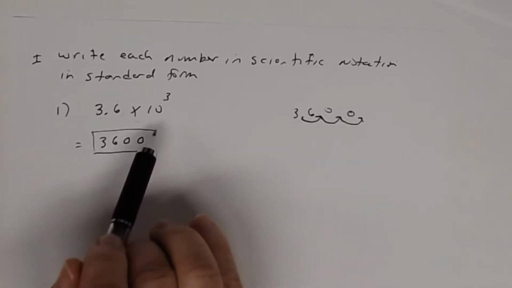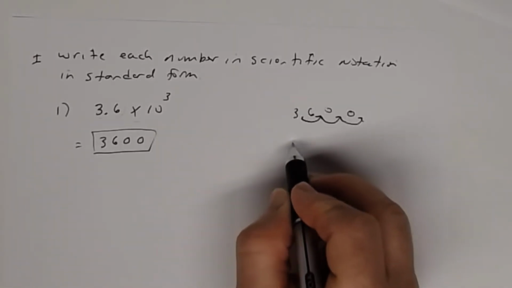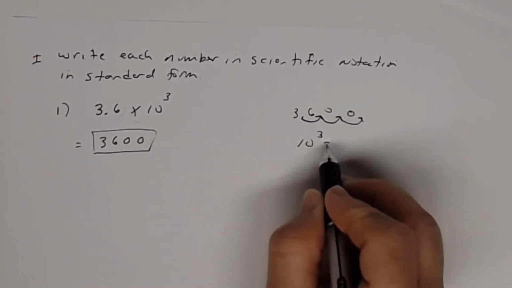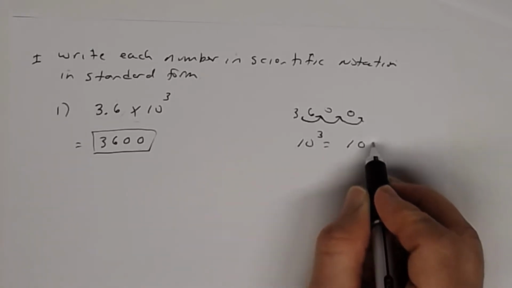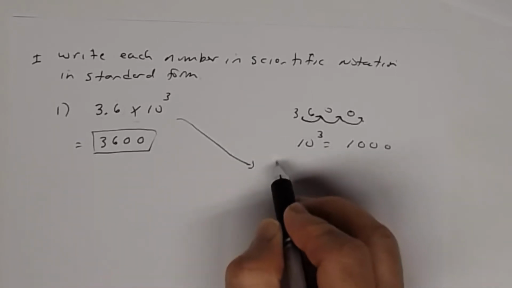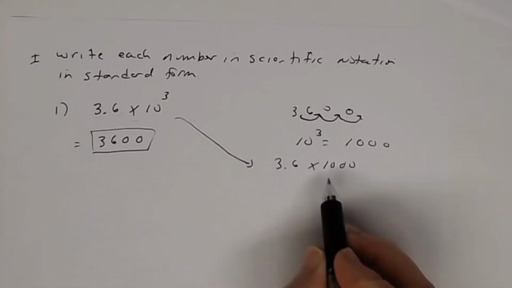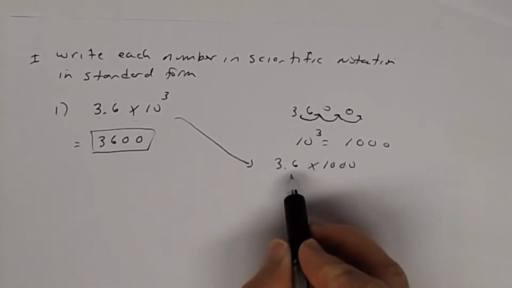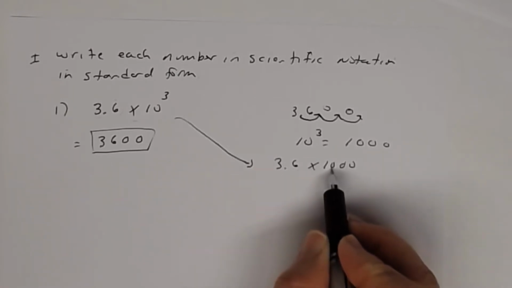All right, so the other way I want you to think about this is this way. We know that 10 to the third is 1 and 3 zeros, right? So that's going to be 1,000. So basically what you're doing is you're taking 3.6 and you multiply it by 1,000. And since I'm multiplying by 1,000, that means that the decimal point has to be moved 3 digits.